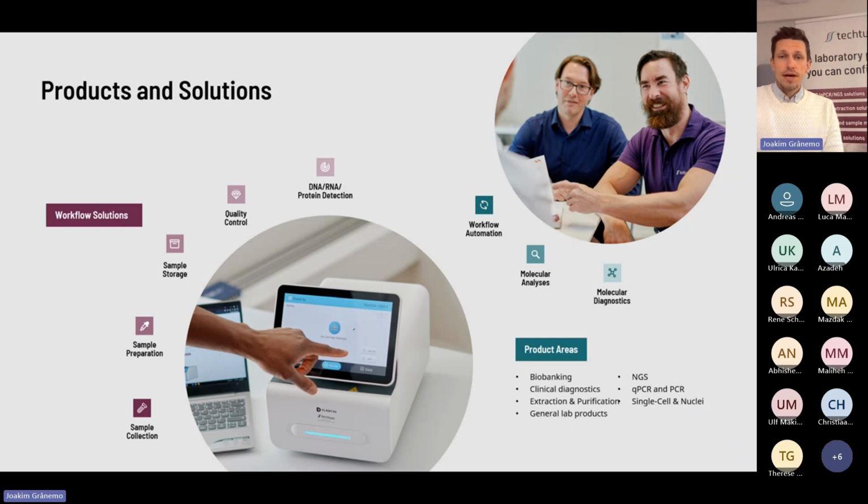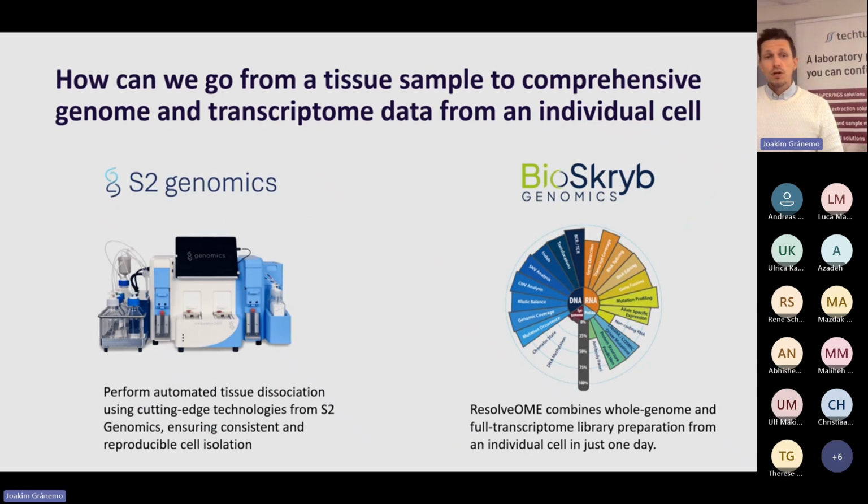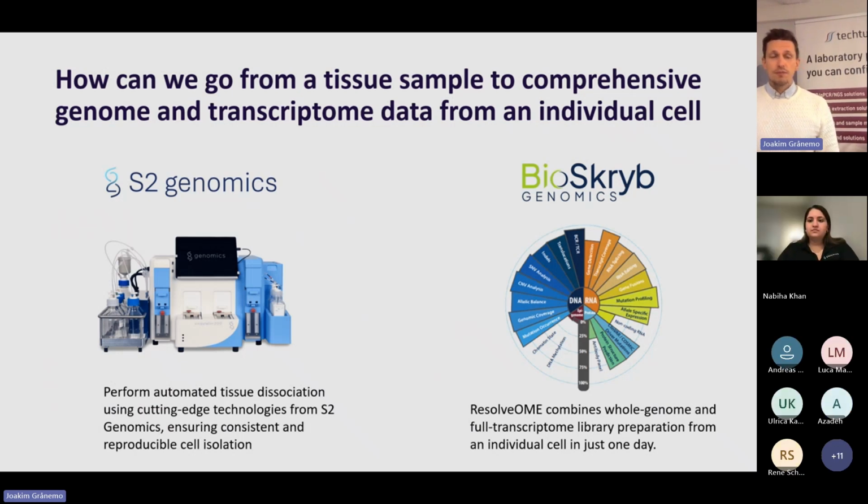So with that, I'll take it back to the topic of the webinar, and we're going to talk about how we can go from a tissue sample to comprehensive genome and transcriptome data from an individual cell. And with that, I will hand over to Nabia from S2 Genomics to talk more about their solutions and how they can improve your lab workflows. So with that, I'll leave the screen to you, Nabia.